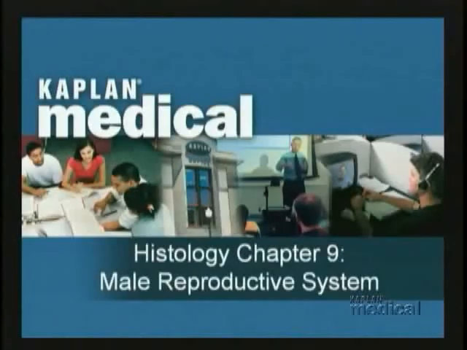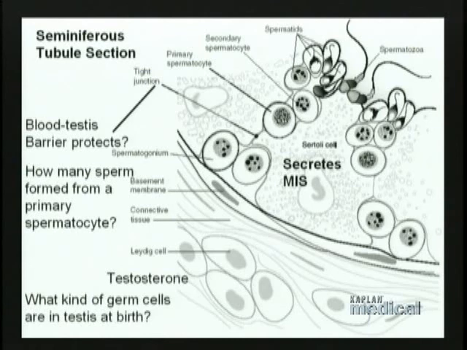Let's now turn our attention to the male and female reproductive system histology, beginning with a view of the male reproductive system illustrated in Chapter 9. First off, let's look at the functional end of the male reproductive system by looking at the various cell types and differences in a section through a seminiferous tubule.